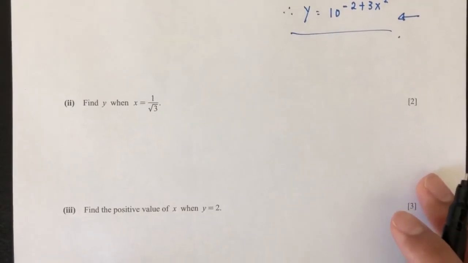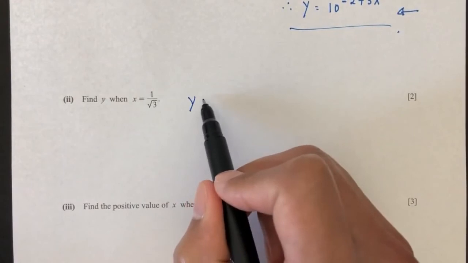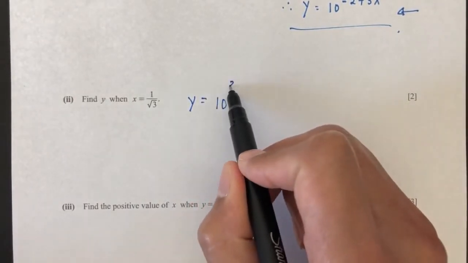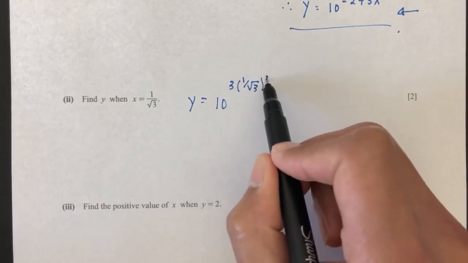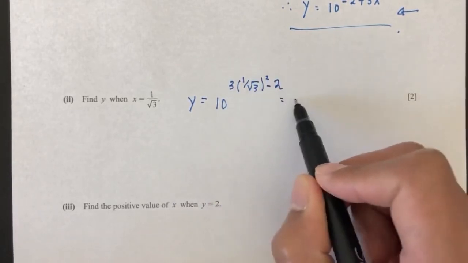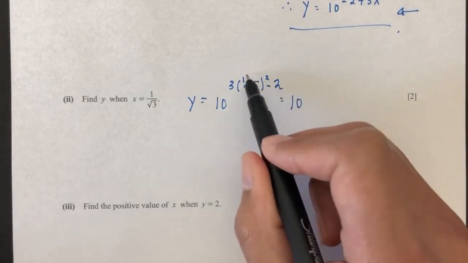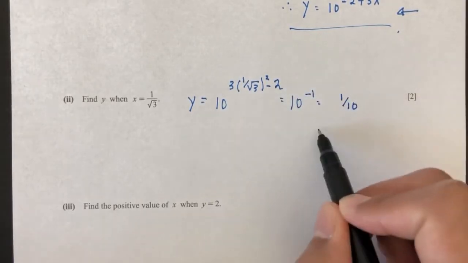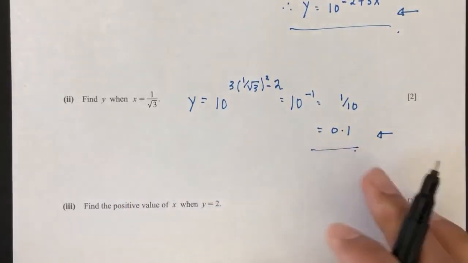Now for part 2, it says find the value of y when x equals this. So y equals 10 to the power 3x squared minus 2. That should be 10 to the power. Simplify, this becomes 1 over 3. The 1 minus 1 becomes 1 over 10, which is 0.1. That will be part 2.